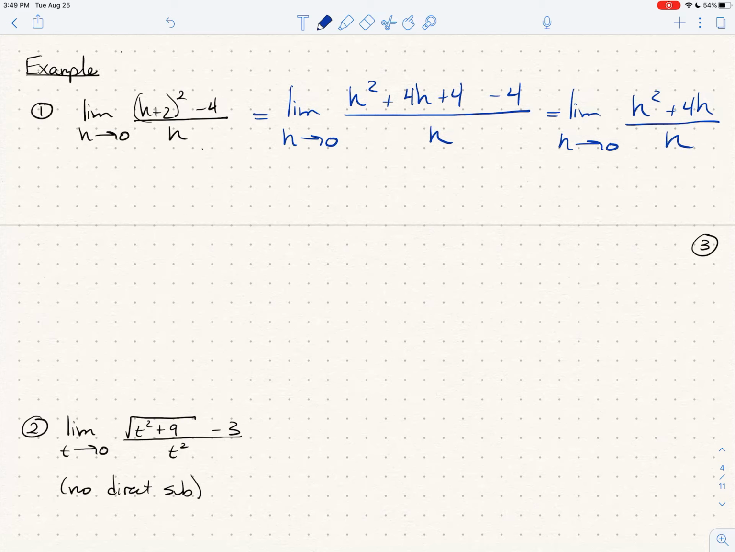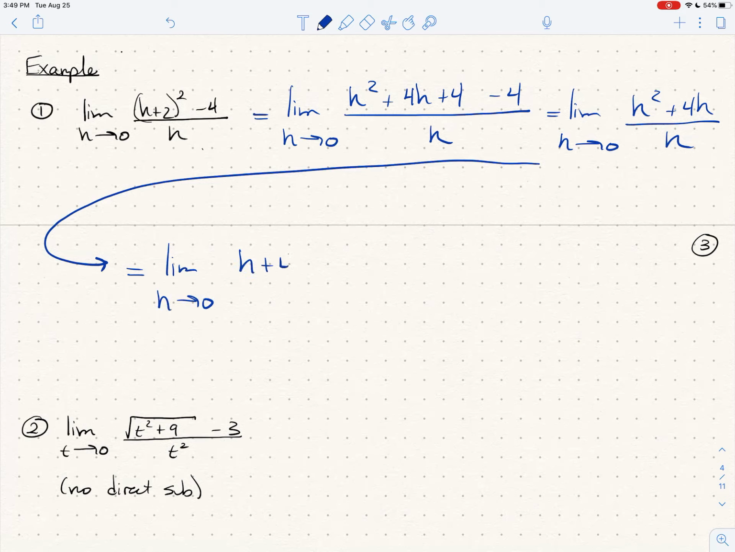Now, you can cancel an h here, but I want to make sure that you see why. We're talking about h going to 0. It never is 0. It's getting closer and closer and closer to 0. So h in this fraction is never 0, and so I can cancel an h out. And so I'll come down here and I'll say, well, this is the same thing as the limit as h goes to 0 of h plus 4.